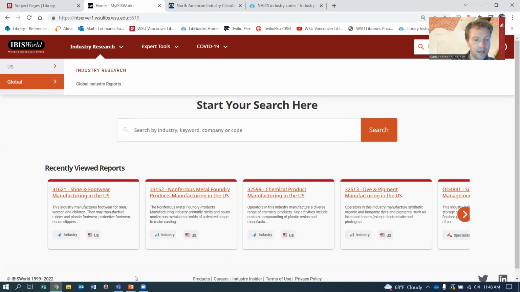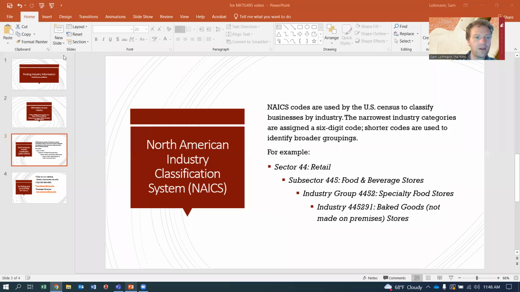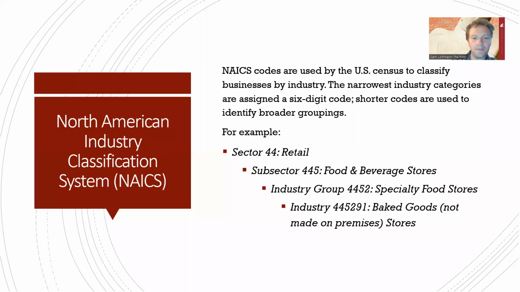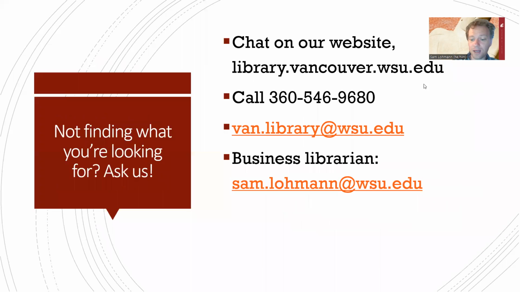So that is a quick tour of what we've got in IBIS World. And if you have more questions about that, you can email me. My email's here, or contact the library, or you can chat on our website or call us. We're happy to answer questions and help you out with searches. So that was a quick tour of finding industry information using a NAICS code and using the IBIS World database.